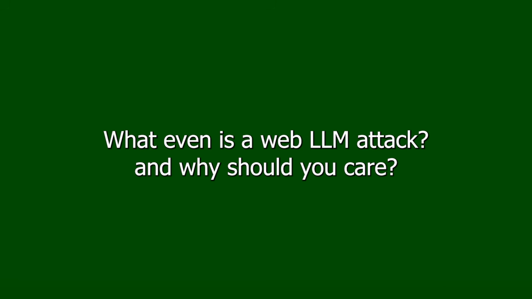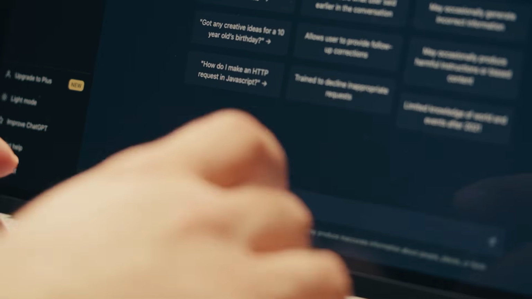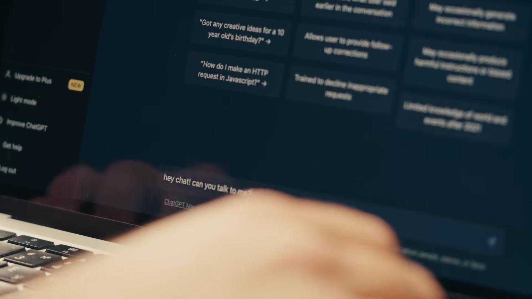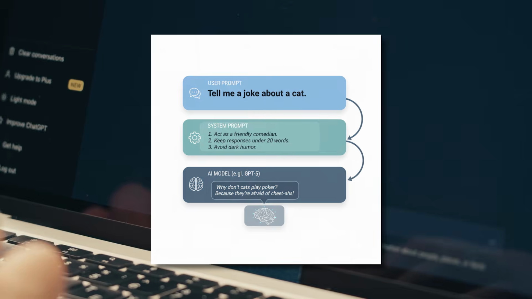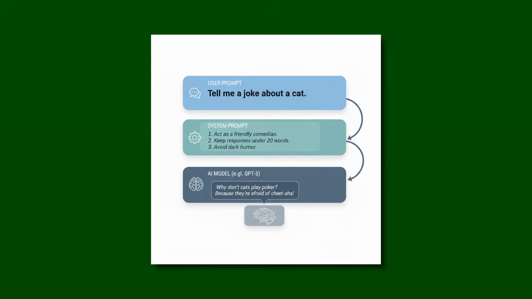What even is a web LLM attack? And why should you care? When you chat with AI like ChatGPT, you're not just talking to the AI directly. Behind the scenes, there's something called a system prompt. These are secret instructions that tell the AI how to behave, what it can and can't do. Think of it as the AI's rulebook.